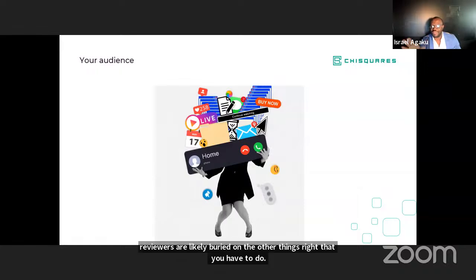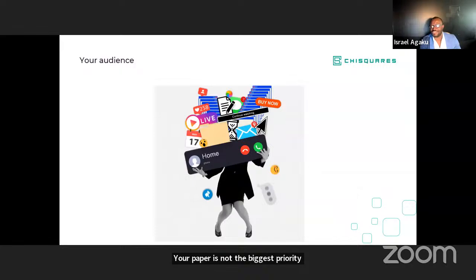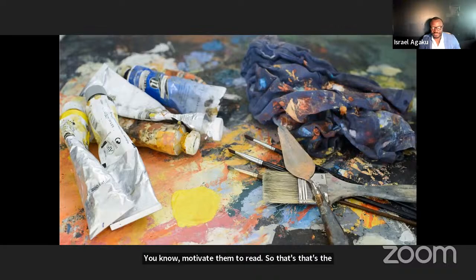And so your paper is not the biggest priority to them. The same thing applies to the editor-in-chief of a journal. The same thing applies to your supervisor if you're a student. You send your supervisor work to review, most likely he or she has a ton of other things to do. So the question is, how do you present your information in ways that would really motivate them to read? That's the whole point of what we're trying to say.